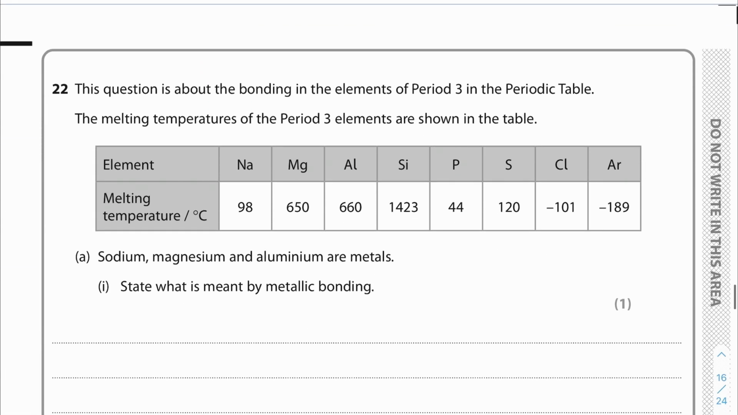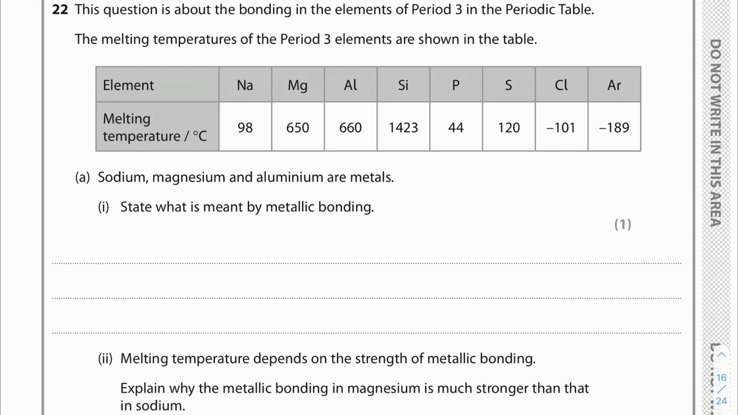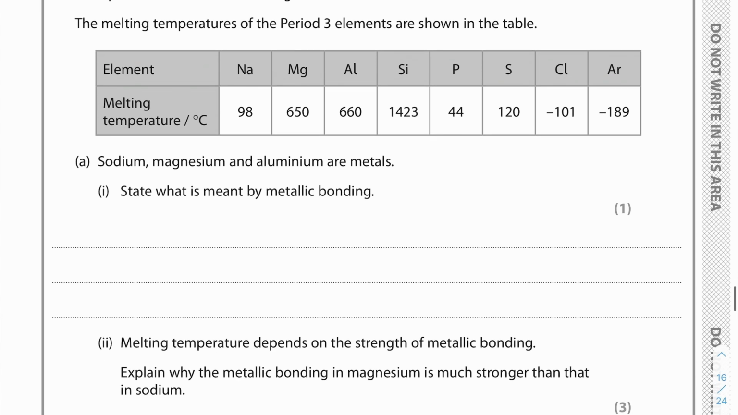So let's move on to question number 22. This question is about bonding in the elements in period 3 of the periodic table. The melting temperatures of period 3 elements are shown in the table. Sodium, magnesium, aluminium are metals. So state what is meant by metallic bonding. So this is pretty straightforward. All you have to say is that it's the electrostatic attraction between cations and the sea of delocalized electrons.